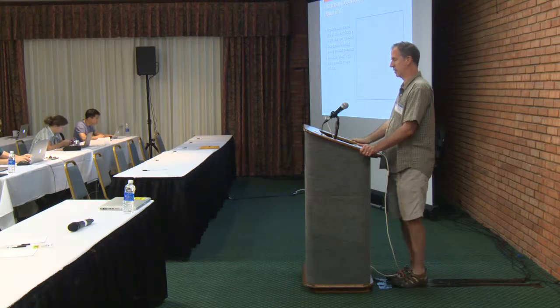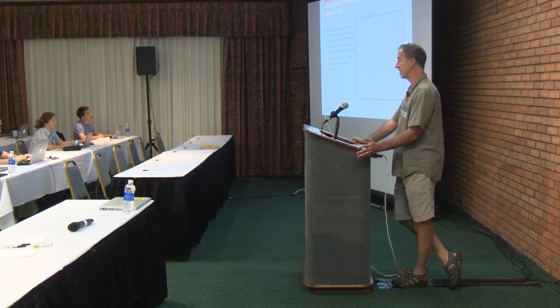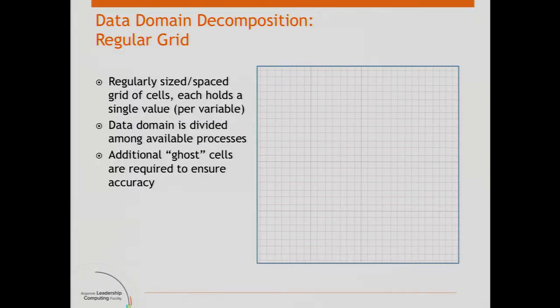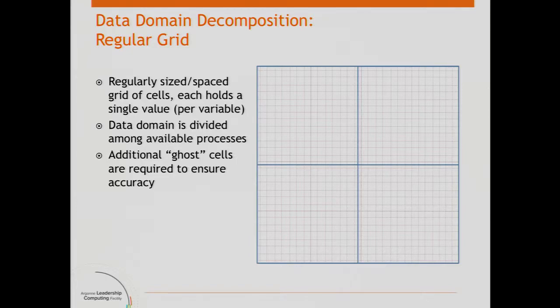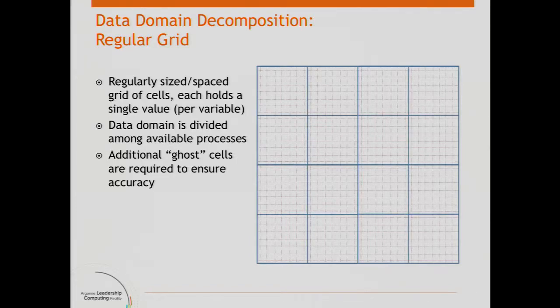So when we start looking at data at the large scale, we need to start thinking about data decomposition, and there are a number of different ways you can do that. This is an example of a regular grid, which means a regularly sized, regularly spaced grid of cells, and each one holds a single value per variable. When we want to divide that between processes, because often the data is such that it's not going to fit in memory on a single machine, we divide it up among the different processors or processes on the compute resource.